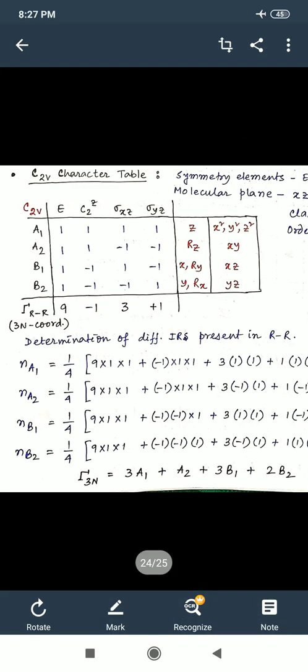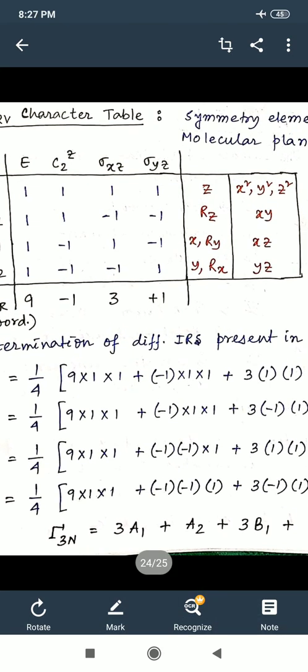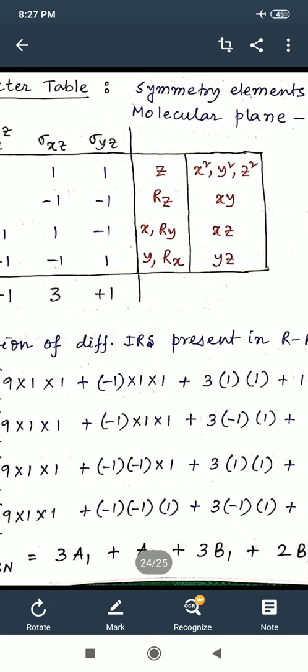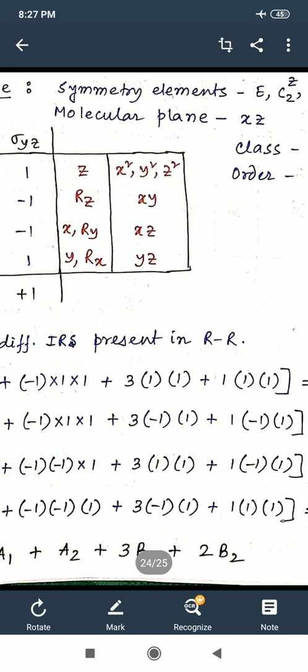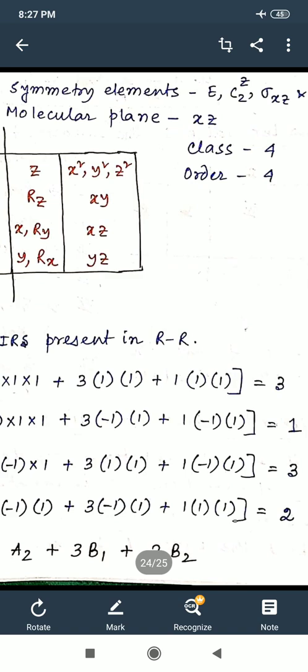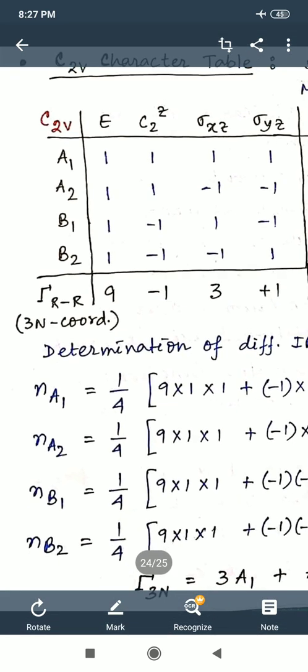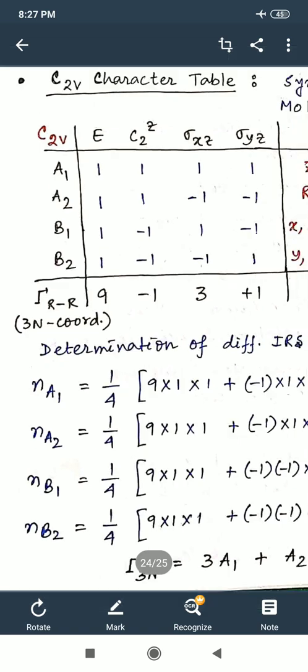Okay, so in case of NB1, you just look that I have written here the number third, that is 9 into 1 into 1, -1 -1 1, 3 1 1, plus 1 into -1 into 1, and that is equal to 3. Okay. Next, in case of NB2, what we have to write? In case of NB2, we have to write 1 by 4 into 9 into 1 into 1 plus -1 into -1 into 1 plus 3 into -1 into 1 plus 1 into 1 into 1. So that is our NB2.